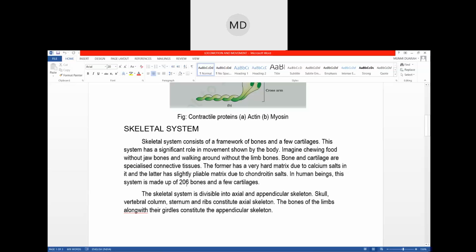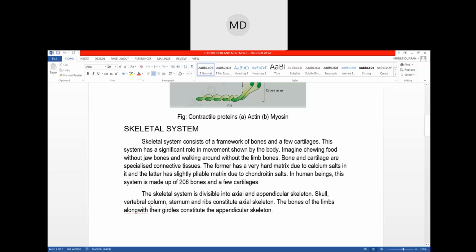So there are 206 bones. You have to remember this 206. The human skeletal system is divided into axial and appendicular. Okay, axial skeleton and appendicular skeleton. The axial skeleton comprises the skull, the human skull. All of you know the head region, the face and head. That is included in the axial skeleton.